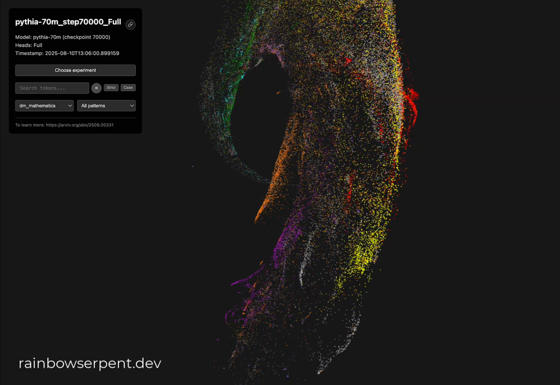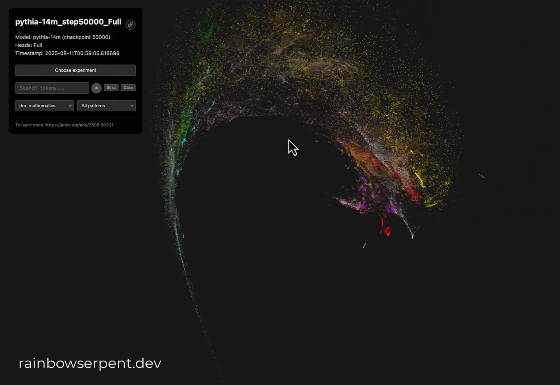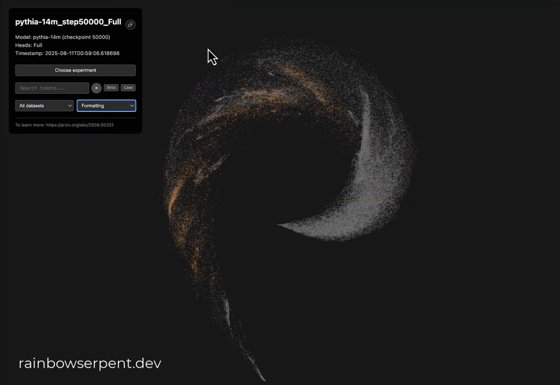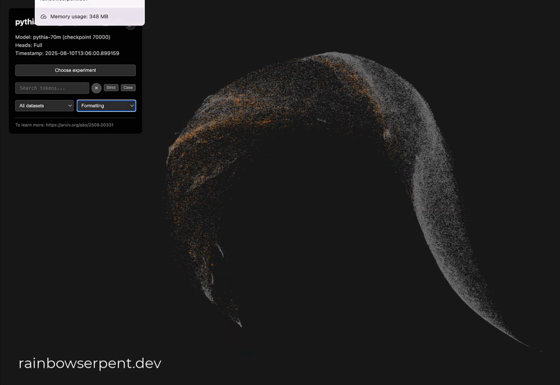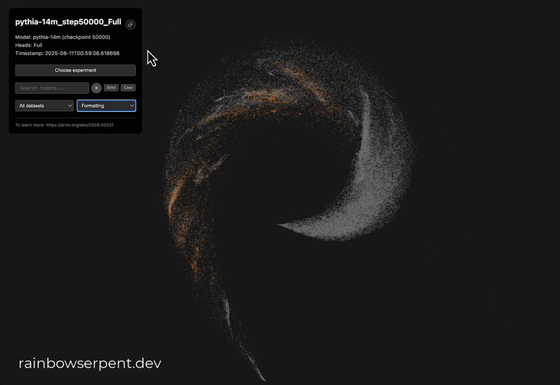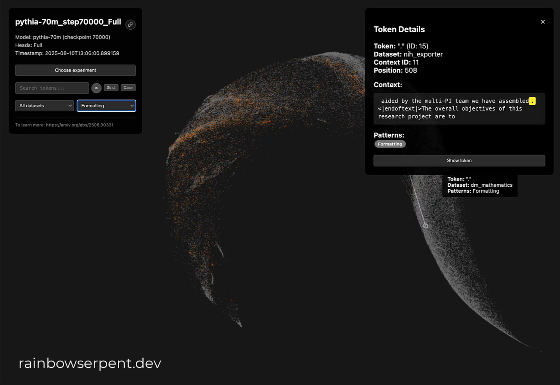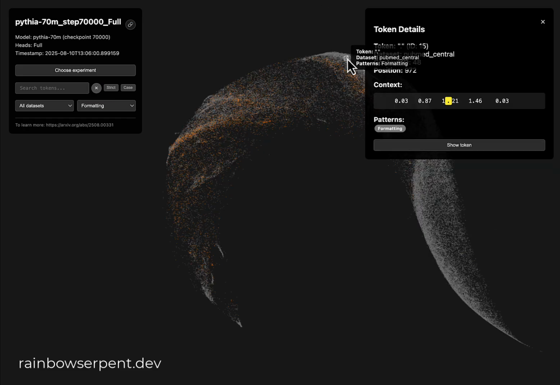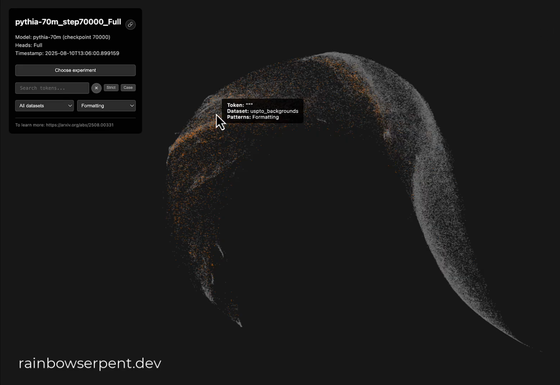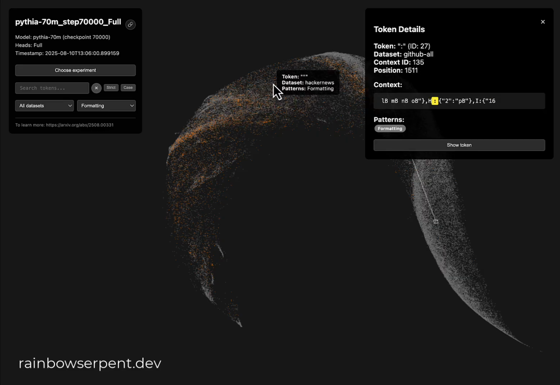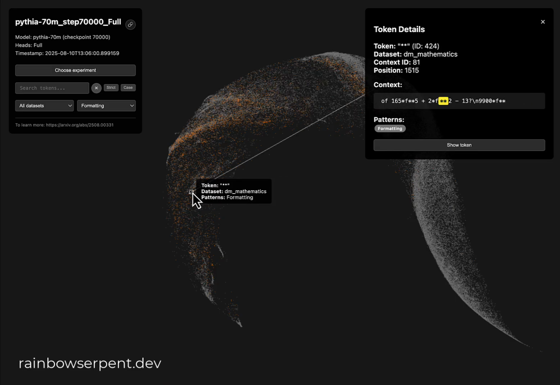Okay, so here's another entertaining detail. We'll switch all the data sets over to formatting. All right, so there are formatting tokens, for example, full stops, apostrophes, colons, etc. Double stars and exponents.